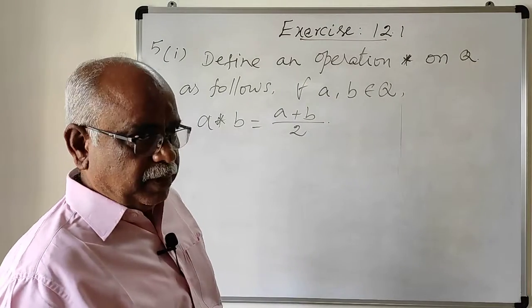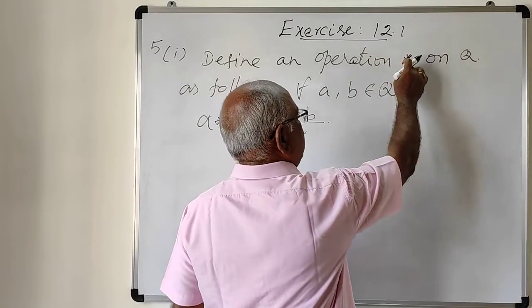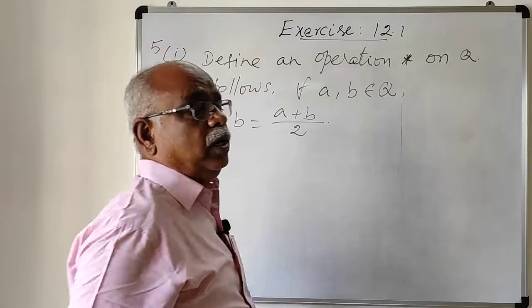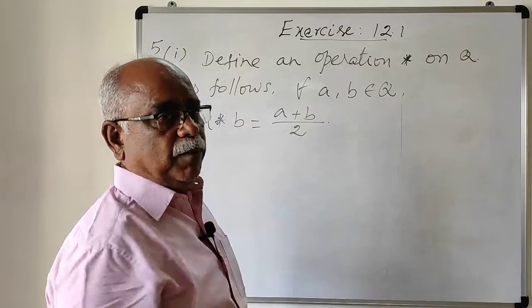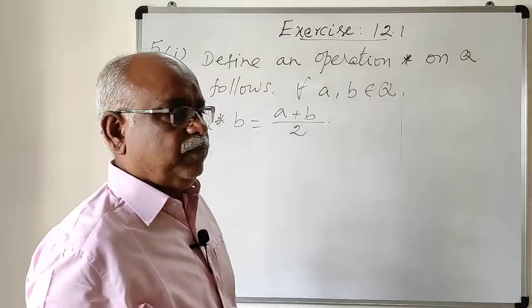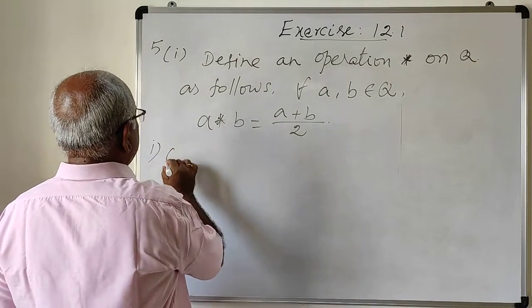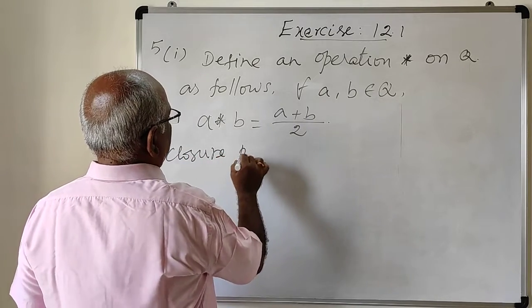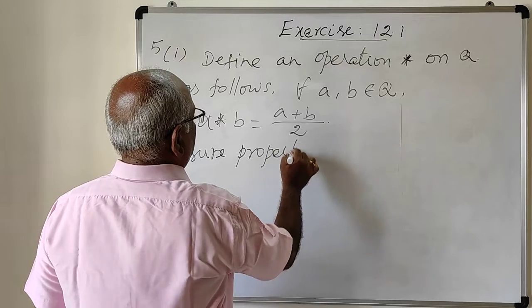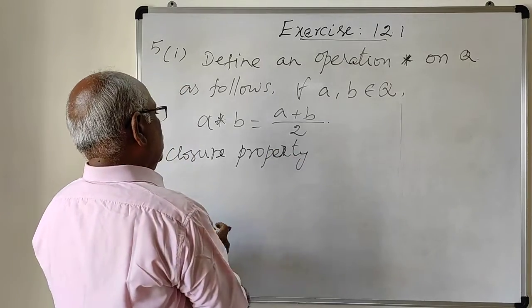Closure property is nothing but proving that this star is binary on Q. If you prove this operation star is binary on Q, we can say that the set is closed under the operation, or the closure property is satisfied. First, closure property.